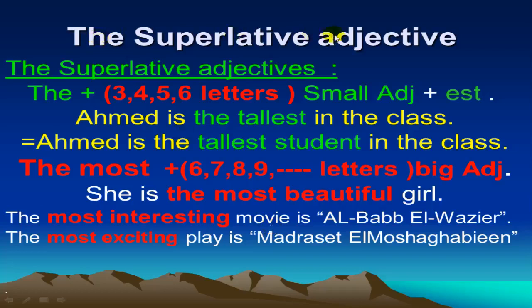The superlative adjectives: small adjective, 3, 4, 5, 6 letters, plus EST. Ahmed is the tallest in the class. Ahmed is the tallest student in the class. The most plus big adjective.